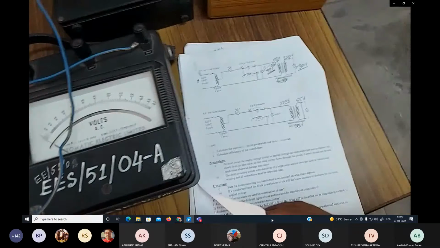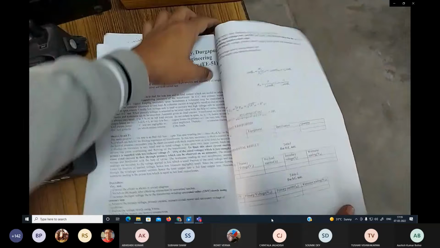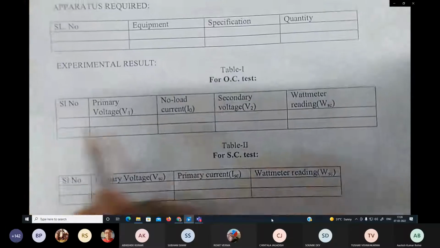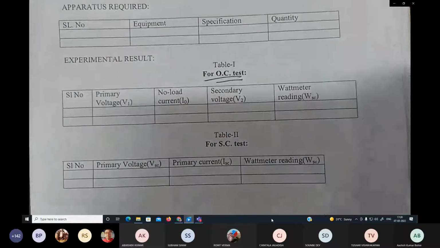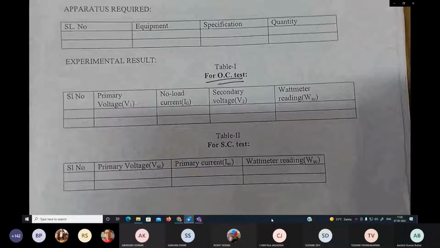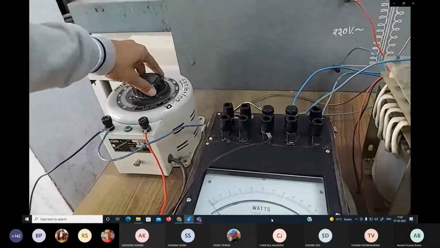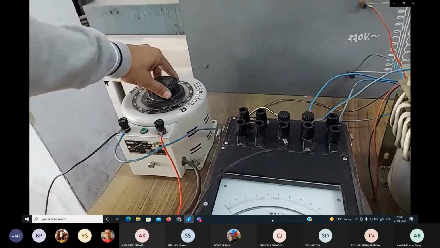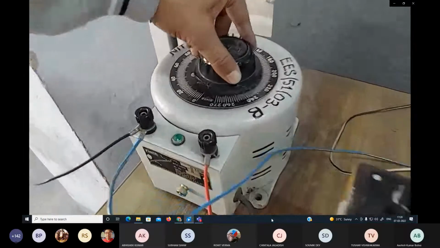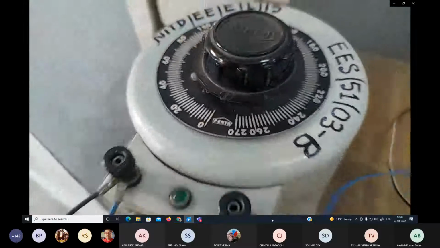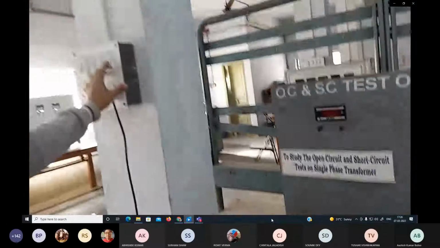Okay, yes sir. And this is your observation table for the open circuit test, as you can see, the OC test. For this, now we will switch on the supply. Before that, we have to ensure that our variac is at the 0 position. As you can see, the knob is at the 0 position. Now we can switch on the supply from here.